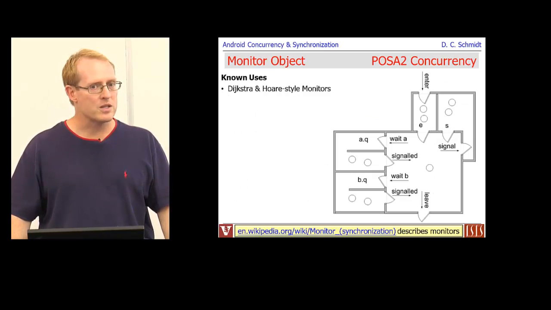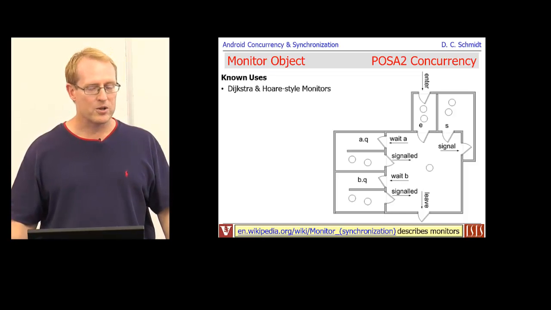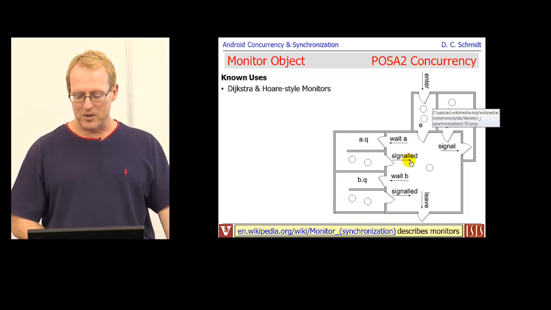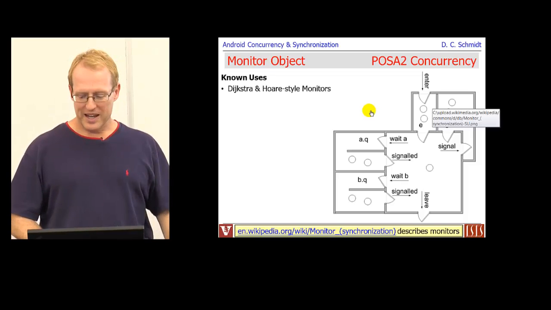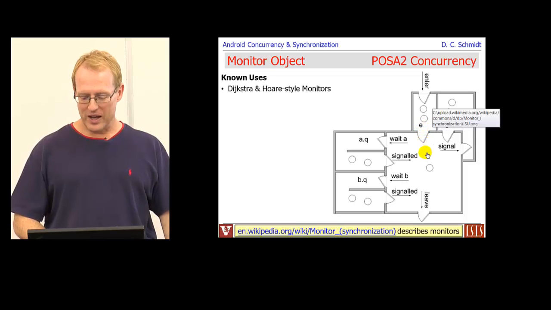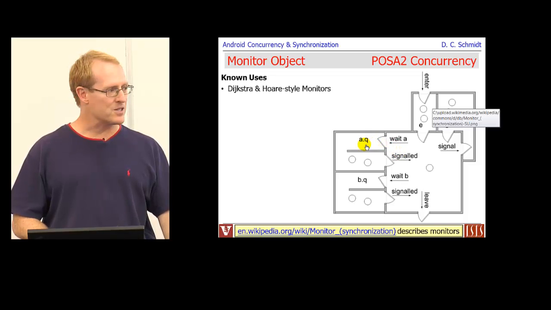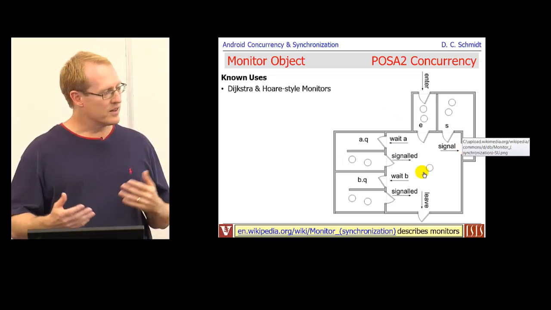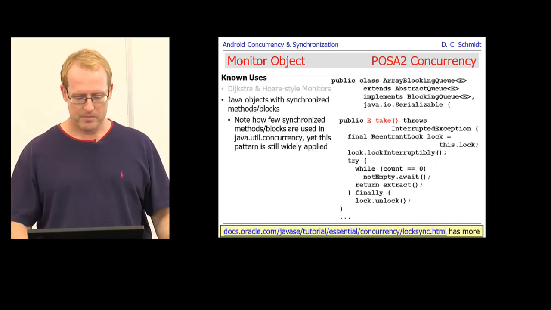There's a number of known uses of this pattern. The classic Dijkstra and Hoare style monitors are good examples. Take a look at this link; you can find more about that. The metaphor that they typically use here is one of a room with doors. When you enter the monitor, you can be in here when you get permission to run. When you wait, you step outside into a little waiting room. When you're signaled, you can go back in, and you can signal other people, and so on and so forth. That's the metaphor to think about: only one thing in there at a time, and you can step in and step out.